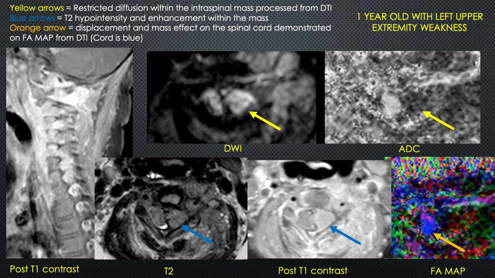This is a post-contrast sequence, and this mass shows reduced diffusion. Here's actually tractography showing the cord being displaced. Here's the cord on the post-contrast sequence. Here's an enhancing mass. And this turned out to be another atypical teratoid rhabdoid tumor.